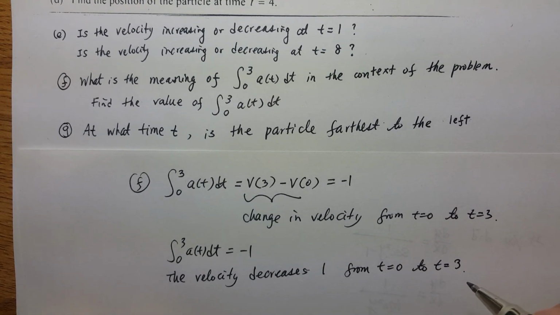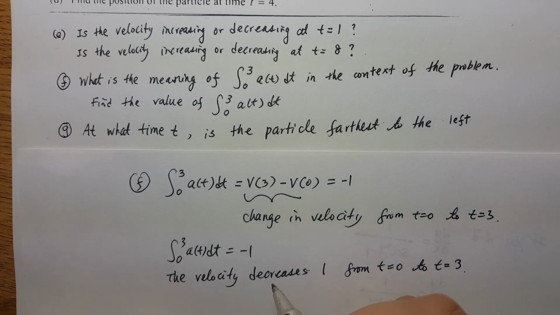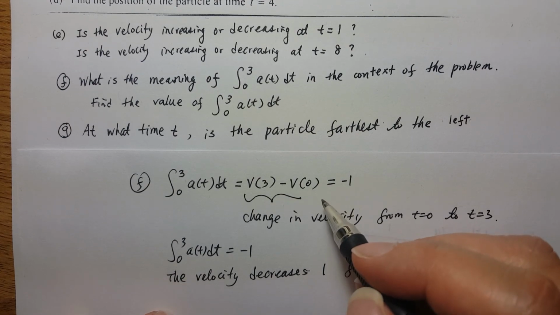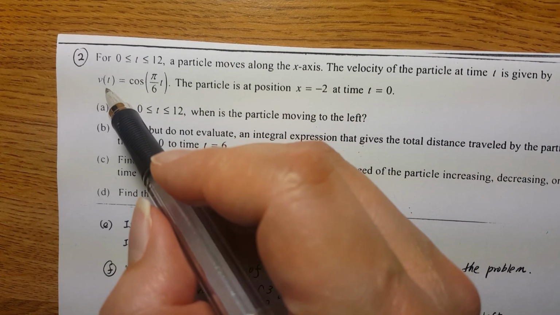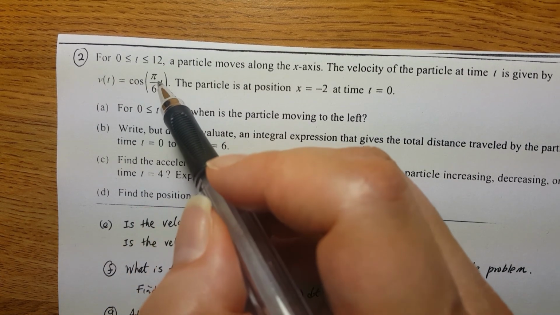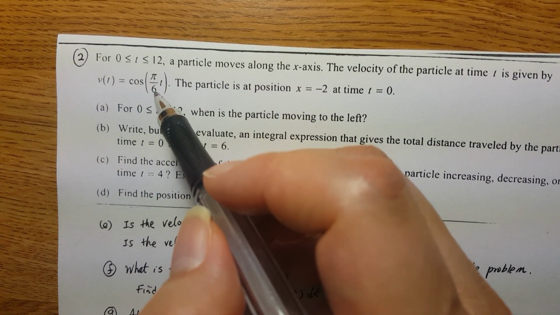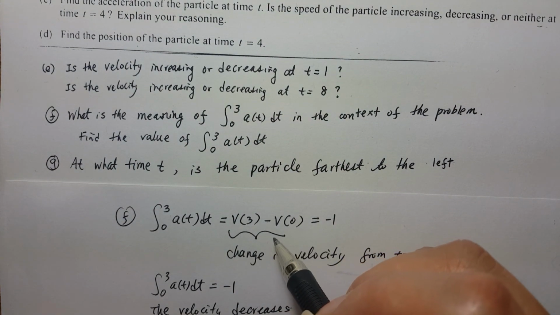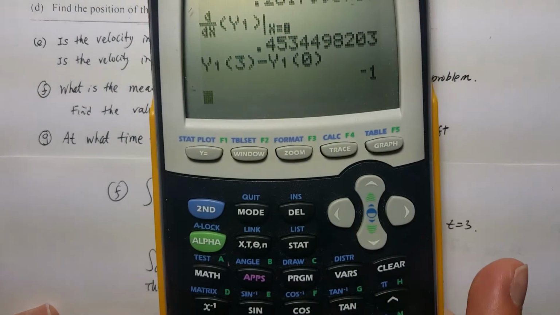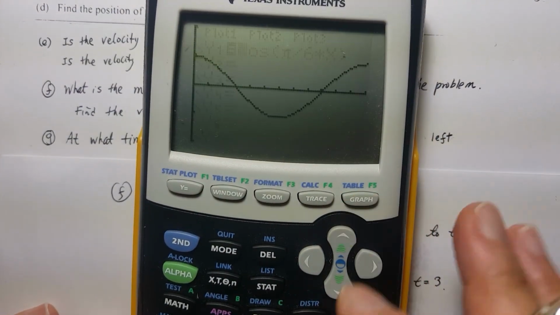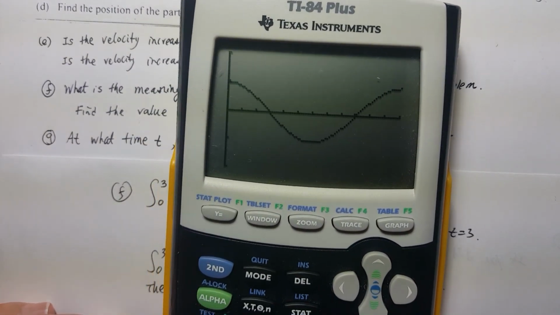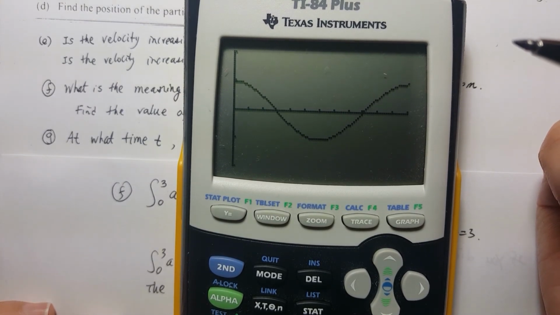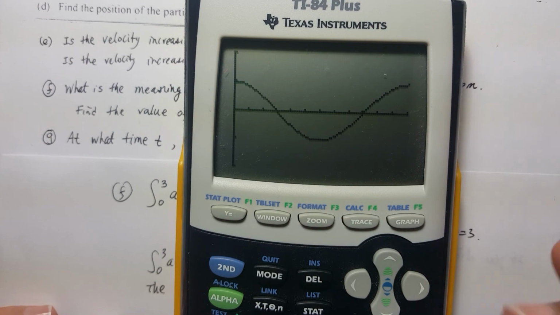You cannot say this is v of 3. Some people think that automatically it equals v of 3, but that is not true. It depends on your initial velocity. Okay, your initial velocity is cosine 0, which equals 1. So therefore, you cannot say this equals your v of 3. Your v of 3 definitely is not equal to negative 1. Okay, I prove it to you. You can look at the graph. This is your velocity function. Your v of 3, in fact, is going to be 0.